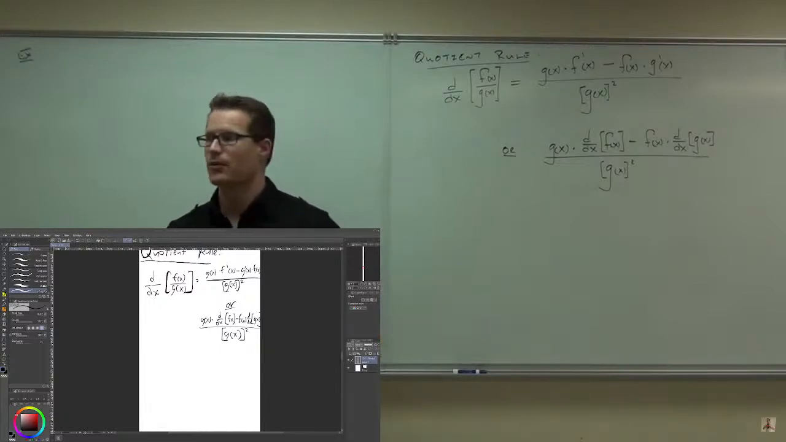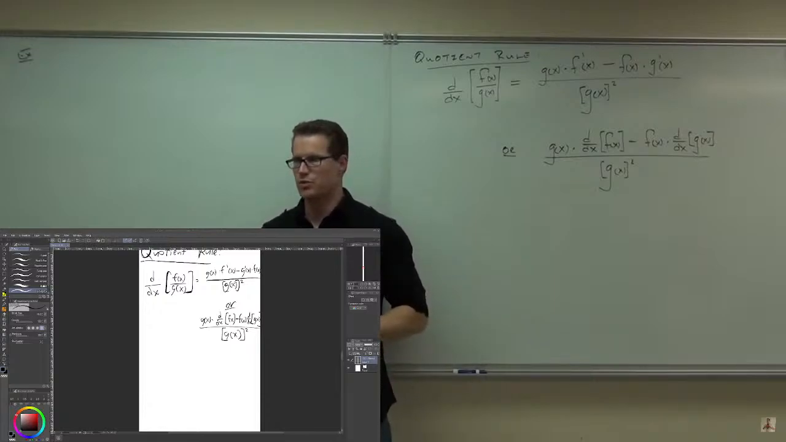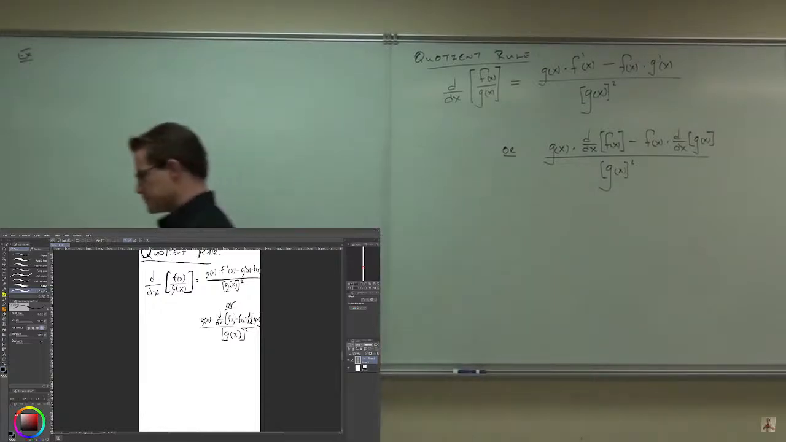Now, let's look at an example. These are slightly different than the product rule because some of these examples can't be done without the quotient rule at all. You'll see it.